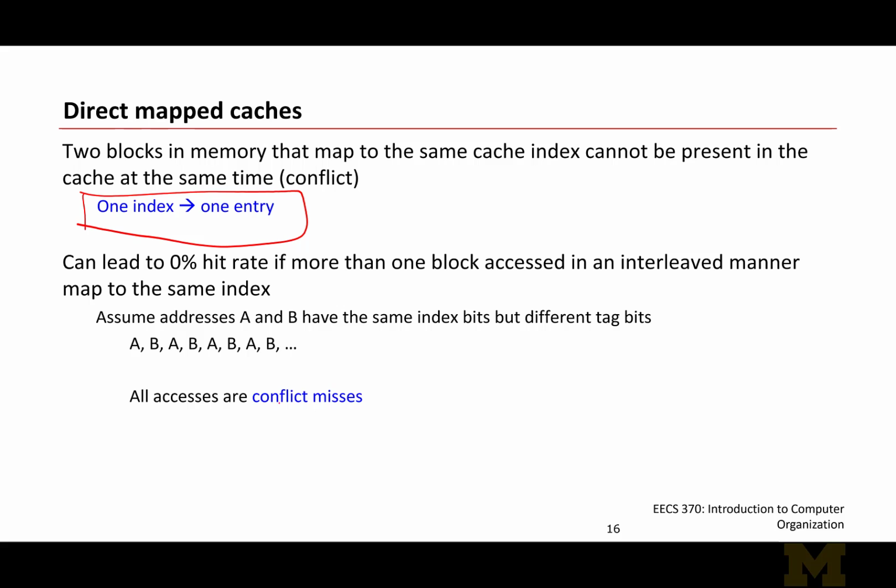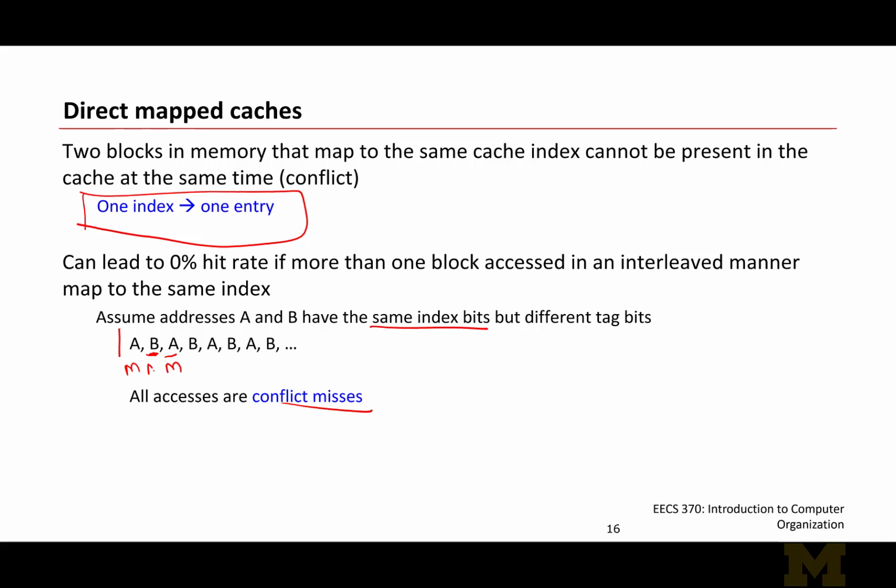So we also talked about conflict misses. So here is a pathological example where we are assuming that addresses A and B have the same index bits, so they map to the same cache line. As a result, only one of them can be stored in the cache. It doesn't matter how big your cache is, because they both map to the same cache line, only one of them can be stored at any time. And so if you have a program that is going to access A and then B, A and then B, you can see that when I access B, A has to be kicked out. So when I access A again, that would be a miss. So first time I access A, that's a miss.